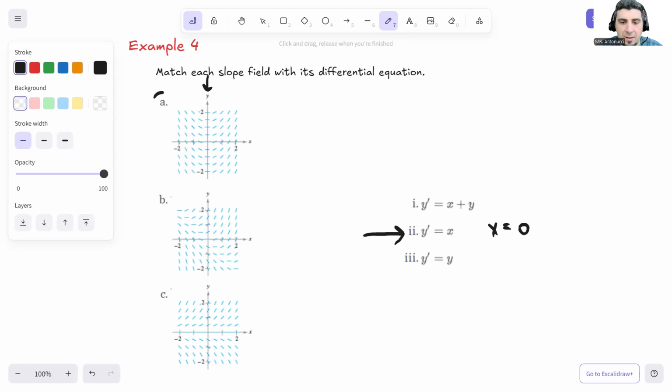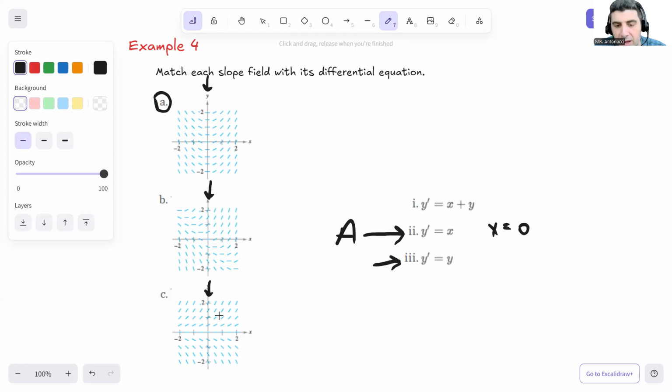Graph A satisfies that. If you look at graph B, the tick marks are not all equal to 0. At the origin, it is, but since equation 2 only depends on x, when x is 0 at any y value, that is (0, whatever the y value is), the slope should be 0, a horizontal tangent. Same thing with C, it doesn't satisfy that. So C and B are out, and equation 2 goes with A.